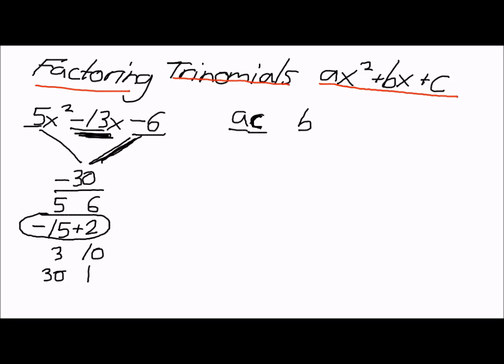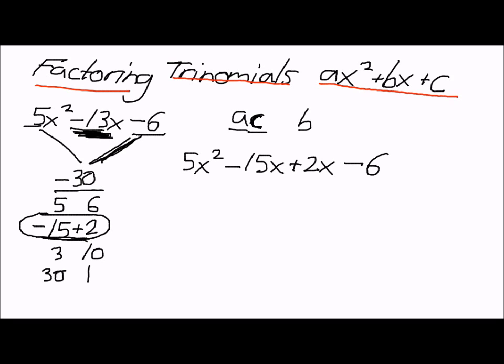Okay, so we did the first part, factors of A times C that add up to B. Now with those factors, we're going to replace that middle term, that negative 13x, with a negative 15x plus 2x. So here we go. 5x squared, so we'll just write the first one normal, but the middle one's the one that changes: minus 15x plus 2x minus 6. So all we did was change that middle thing.